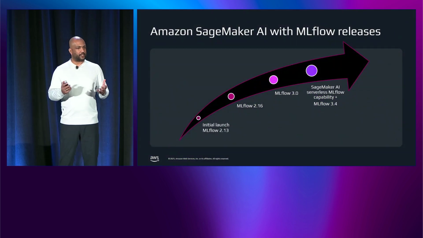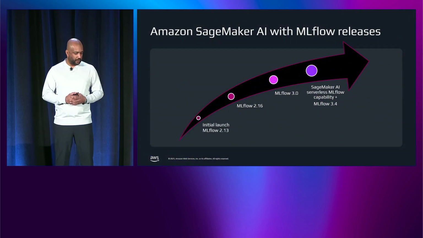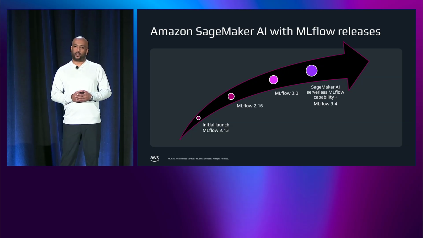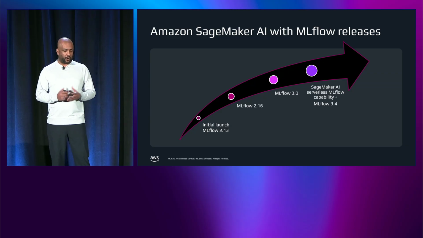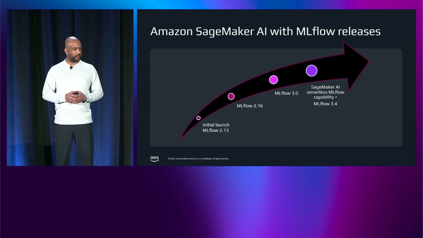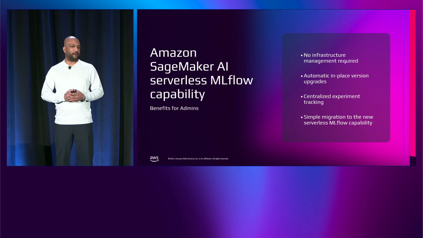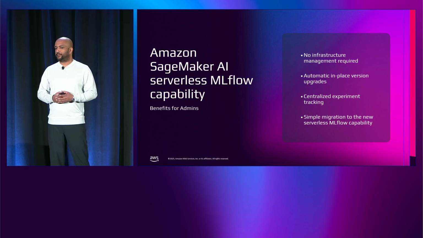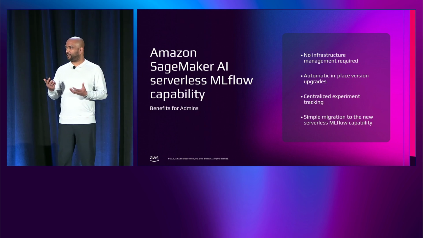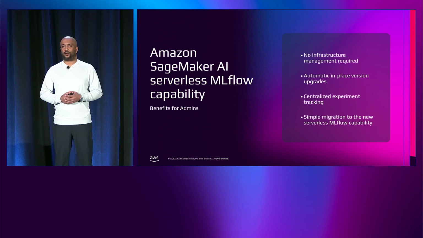So just to give you context of where we came from and where we are now, you can see the original version that I showed up there, version 2.13, that we launched about a year and a half ago, to where we are today with the launch of the serverless capability, along with version 3.4 that we're supporting right now. So with the serverless capability, we don't have that infrastructure management anymore. There's no longer a need to select a size because it's serverless and it's going to scale up when the demand is there, and it's going to scale back down when the demand goes away.